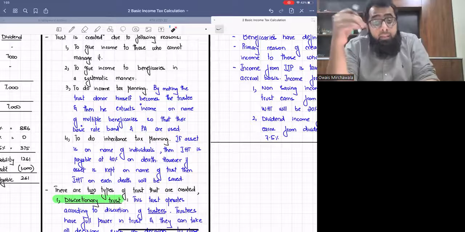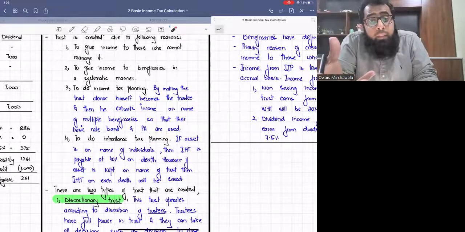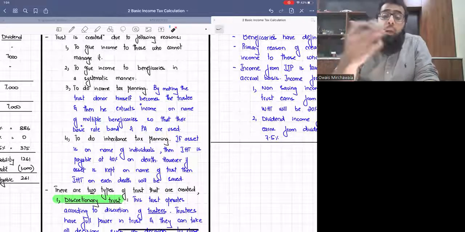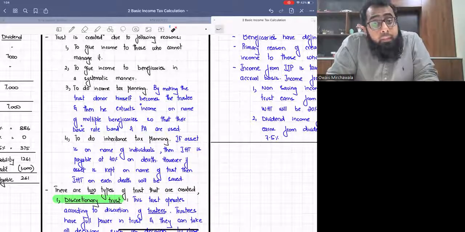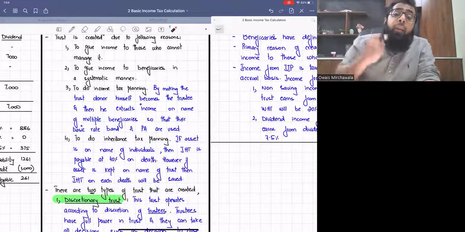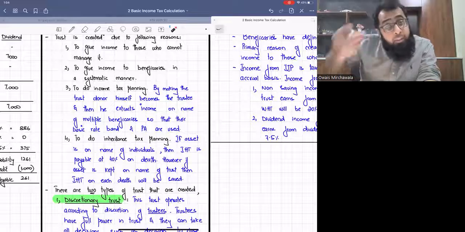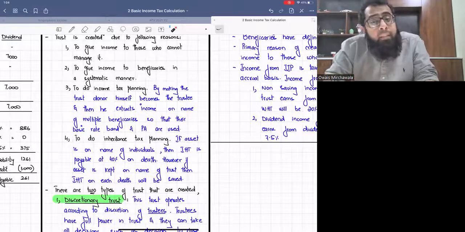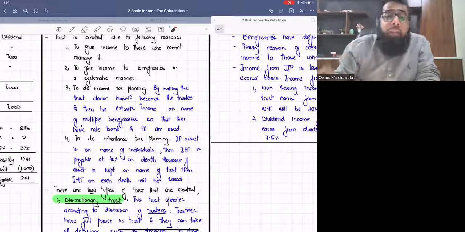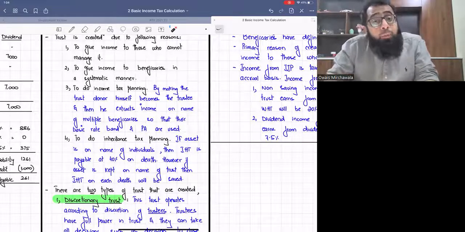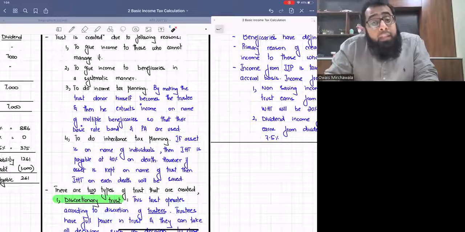Now, what does this mean? For example, I create a trust, I give my whole business to that trust. Now, what I will do is, I am the donor, I am the trustee. Now, rather than taking the entire income in my own name, I will also become a beneficiary. What I will do is make multiple family members beneficiaries. And I will take out income in their names so that their personal allowances and basic rate bands are also utilized so that we have to pay less tax.